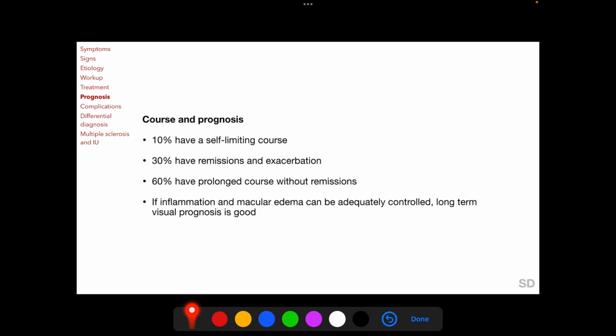10% of intermediate uveitis cases have a self-limiting course. 30% have remissions and exacerbations. However, the majority of the patients, 60%, have a prolonged course without remissions. If you are able to control the inflammation and the associated macular edema, long-term visual prognosis is good.